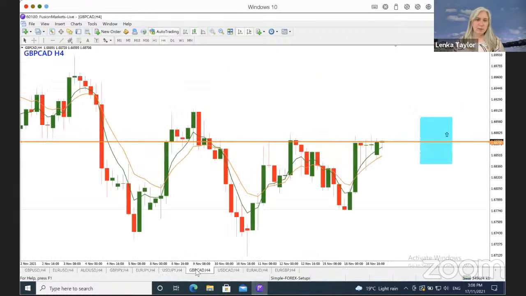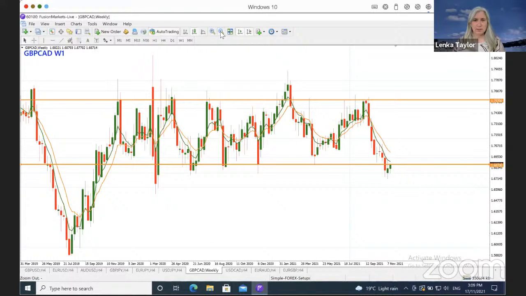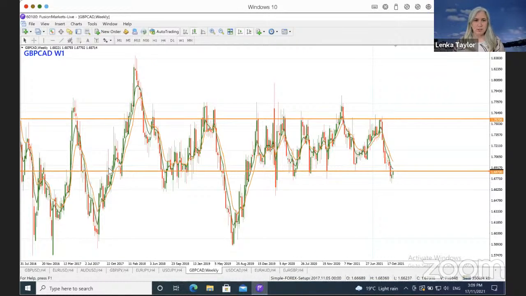Next currency pair that I'm going to be looking at is GBP CAD. And GBP CAD, I'm looking for a long opportunity. So on the weekly, looking at the perspective, it's been ranging between those two lines. So I'm only looking to take long opportunities at the bottom here and short opportunities at the top.